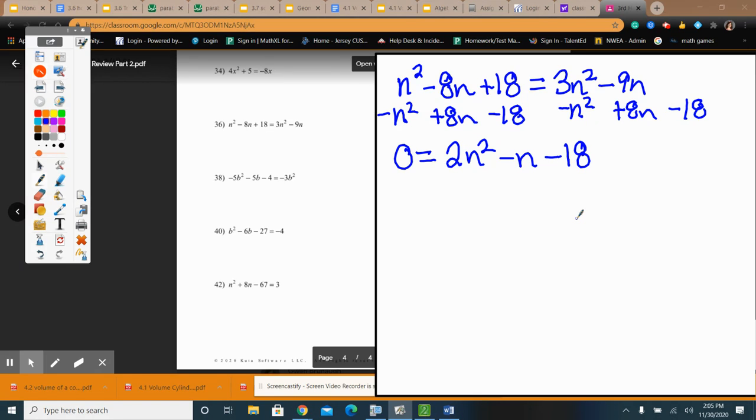Will it factor? I can already kind of say no. I'm thinking about AC in my head. That would be 36, and there's no way there are two numbers that are only one away if I use 36. So it doesn't factor. I would not complete the square here because you're going to have decimals. So I would definitely do quadratic formula.